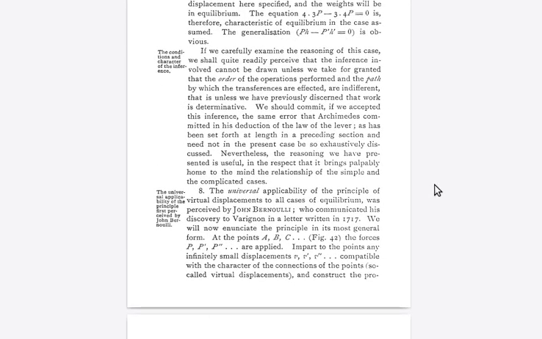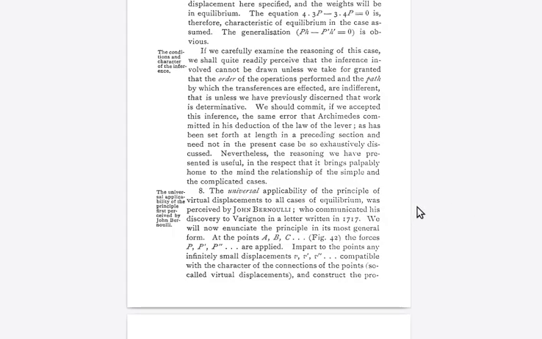If we carefully examine the reasoning of this case, we shall quite readily perceive that the inference involved cannot be drawn unless we take for granted that the order of the operations performed and the path by which the transferences are effected are indifferent. That is, unless we have previously discerned that work is determinative. We should commit, if we accepted this inference, the same error that Archimedes committed in his deduction of the law of the lever, as has been set forth at length in a preceding section, and need not in the present case be so exhaustively discussed.